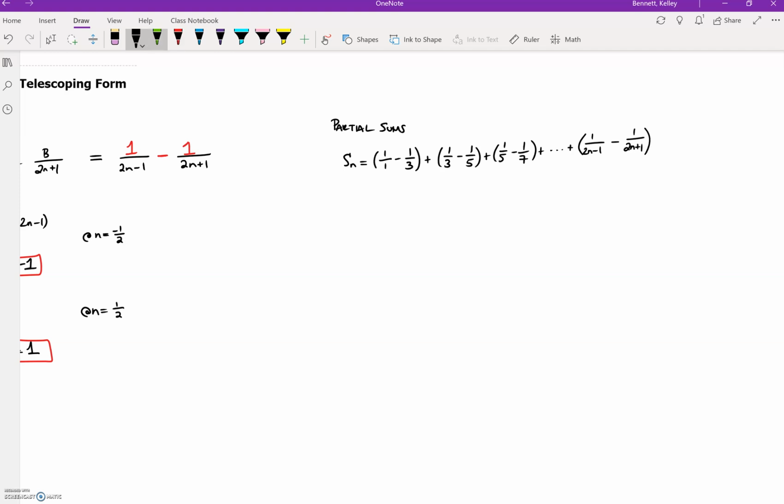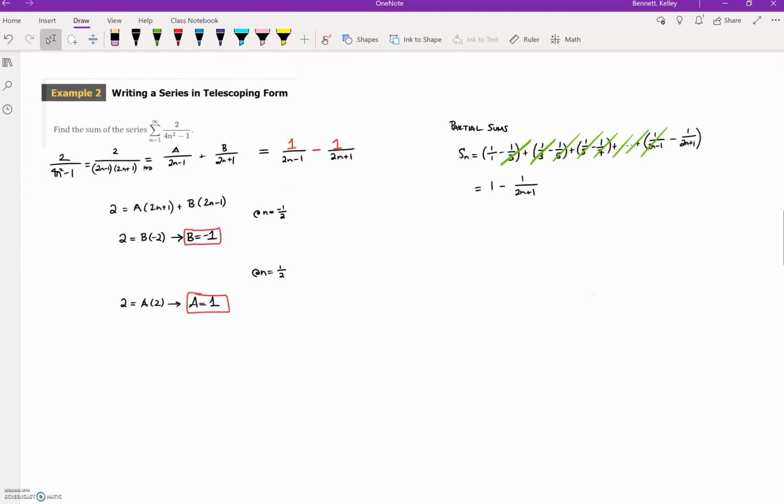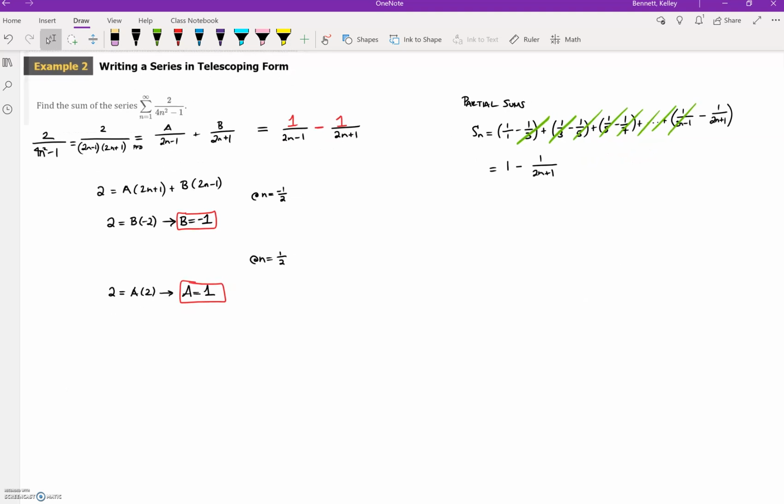And so hopefully you can see that there's cancellation, right? So 1/3 and 1/3, 1/5 and 1/5, 1/7 and 1/7. There's a 2n minus 1 over here. So all these things cancel out, and what you're left with is that S sub n is just 1 minus 1 over 2n plus 1. So that's the benefit of doing the partial fraction, is that it leads us to a really nice form for our partial sum.